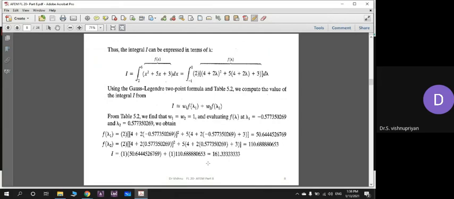Now how do we check this number? This is a simple integration formula, and you know how to integrate it by hand for the usual procedure. x cube over 3 plus 5x square over 2.